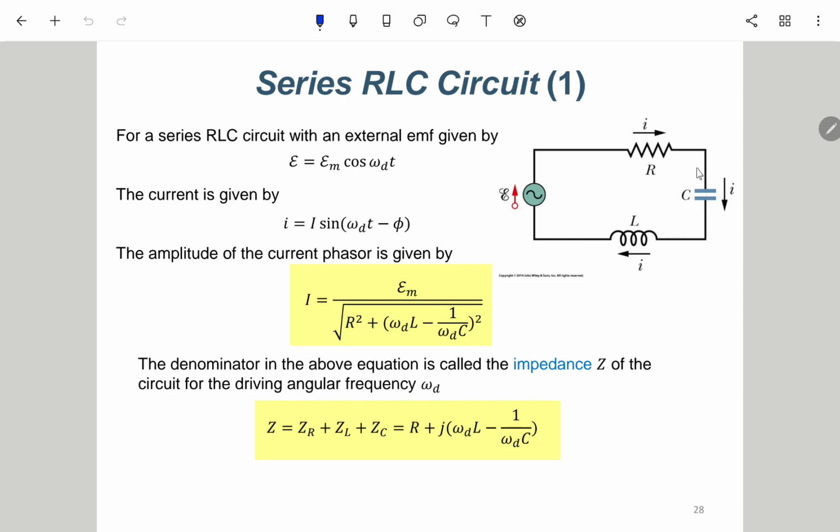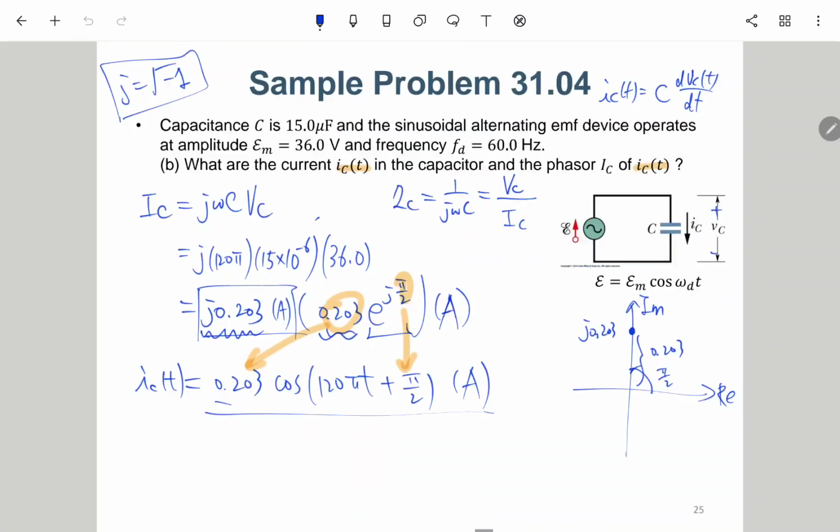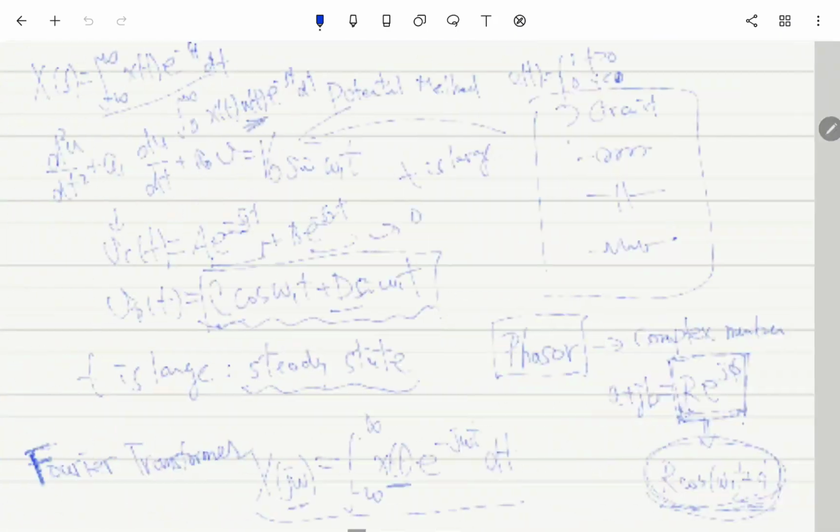We have RLC in series. The order doesn't really matter. You may put RLC here like that, or LCR, whatever order. It is almost the same. But here we not only have RLC, we also have this AC source. So this is the main point here.